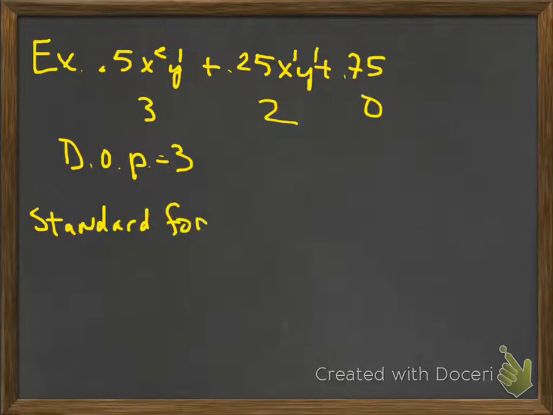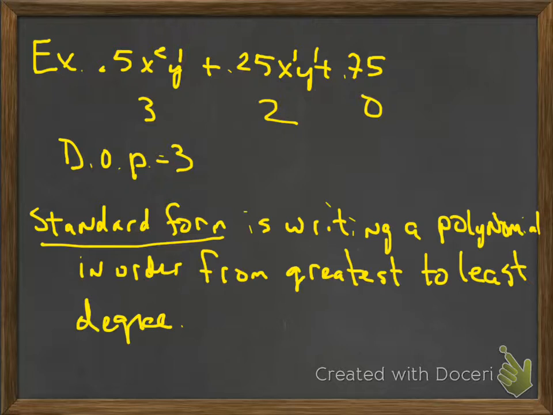Alright, so let's talk about standard form. Standard form is writing a polynomial in order from greatest to least degree. Okay, so you see that example at the top, that is in order from greatest to least degree.